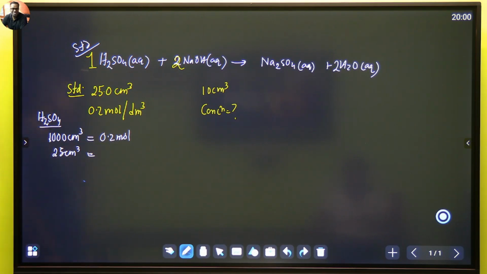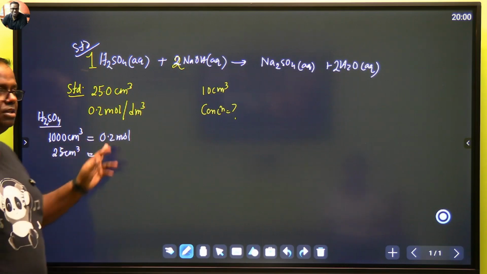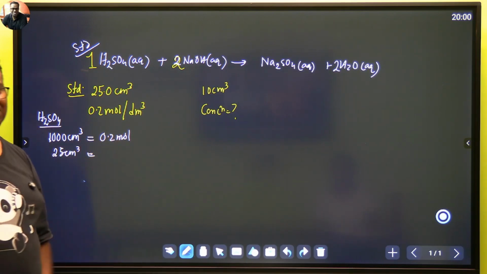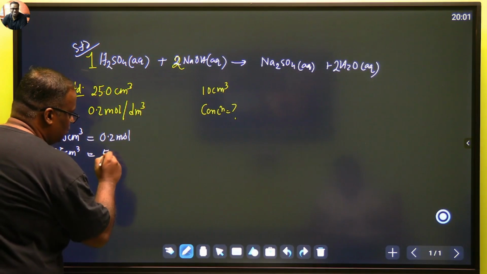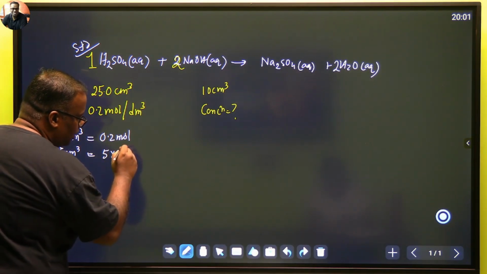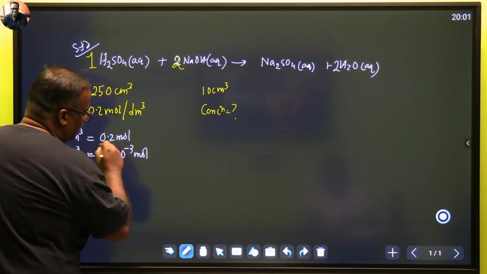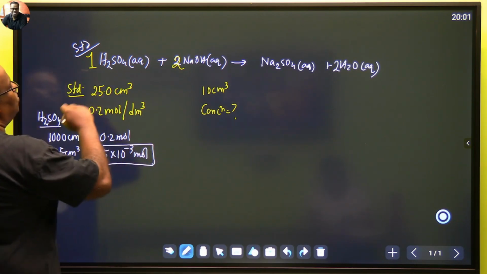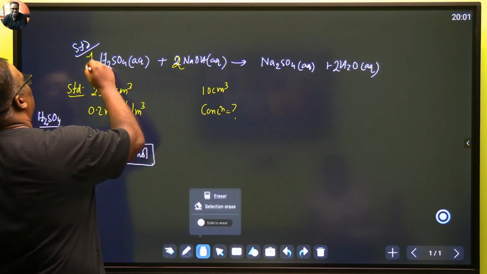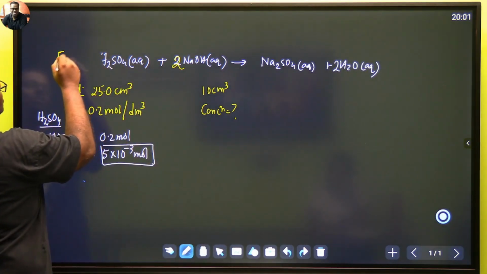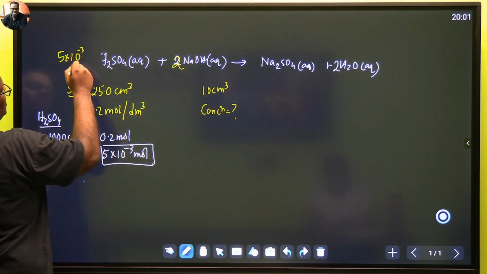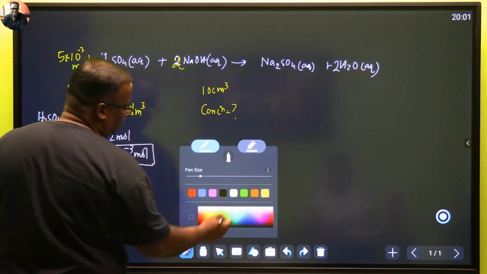25 is exactly 1/40th. So divide this by 40. Tell me. 0.2 by 40. 5 into 10 to the power minus 3 moles. This is a very significant figure for you. That means in my reaction, how many HCl's are reacting? 5 into 10 to the power minus 3 moles. Bachcha, sabko ye data aaya hai. Don't try to do it fast.